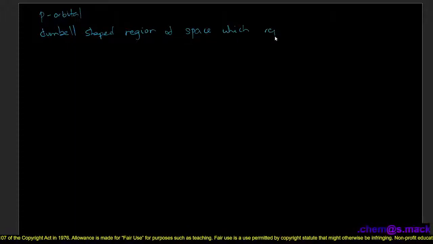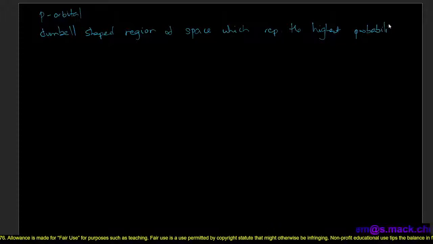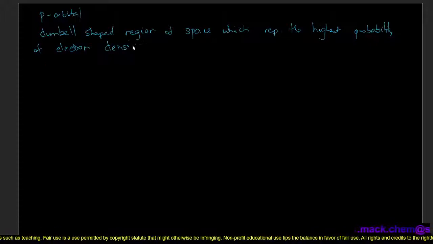which represents the highest probability, right? And I'm going to use a term used in the textbook here, which represents the highest probability of electron density, right? Remember, the electron is a cloud, right? So it's a charged cloud, a dense cloud, right? So we're saying there's a p orbital which has a dumbbell shape, and in this dumbbell shape, this is our highest probability of finding our electron.